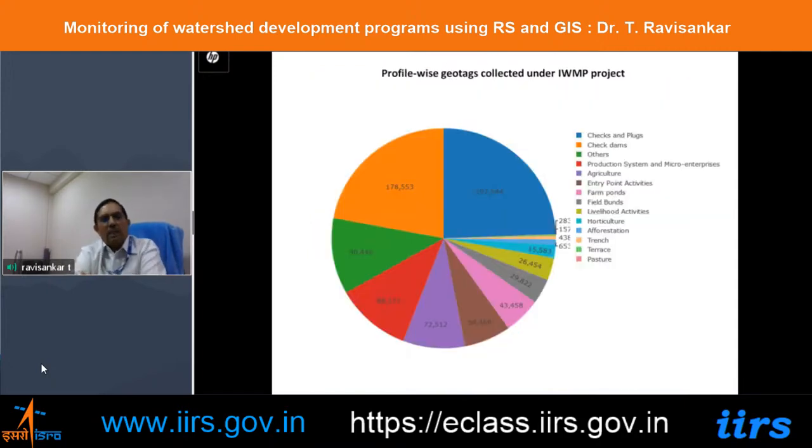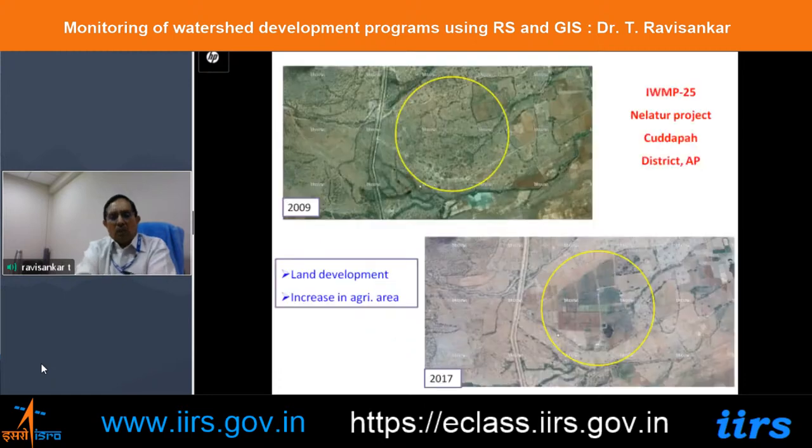And in this particular IWMP program, we have about 18 major activities that are taken up, like checks and plugs, check dams, other entry point activities, production system and other related activities, agriculture improvements, farm ponds, field bunds, and like that. And you can see in the pie diagram how the 15.90 lakh photographs are distributed. The maximum being check dams, and then we have the checks and plugs like this. So this gives the administrator confidence in how the program is going.